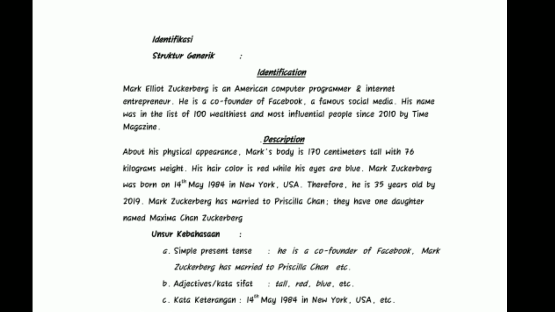Then we can see here there are linguistic elements that we can observe. The first one is simple present tense. Examples of simple present tense that we can find in the paragraph are: he is the co-founder of Facebook, Mark Zuckerberg has married to Priscilla Chen, etc.